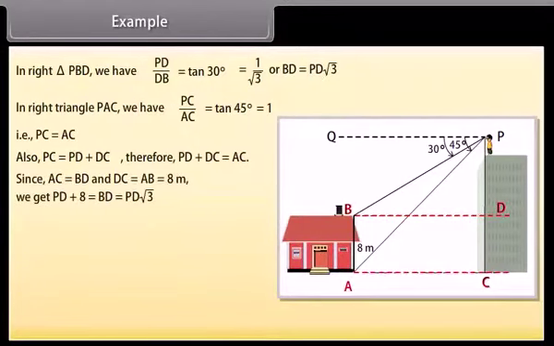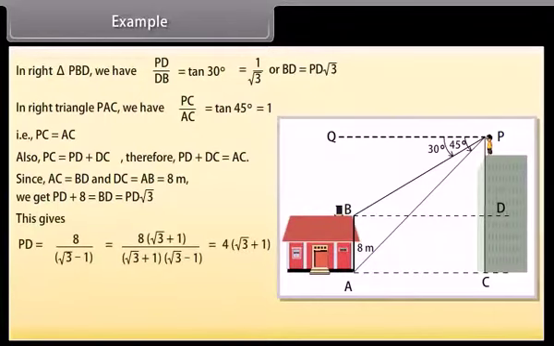Since AC is equal to BD and DC is equal to AB, which equals 8 meters, we get PD plus 8 is equal to BD, which equals PD square root 3. This gives PD is equal to 8 upon square root 3 minus 1, which equals 8 into square root 3 plus 1 whole upon square root 3 plus 1 into square root 3 minus 1, which is equal to 4 into square root 3 plus 1 meter.